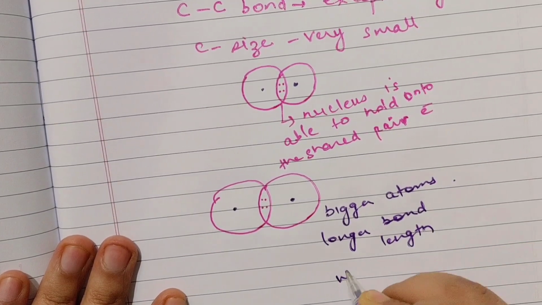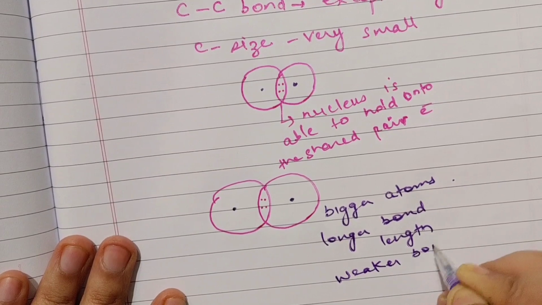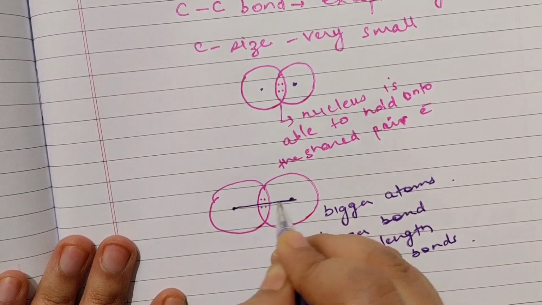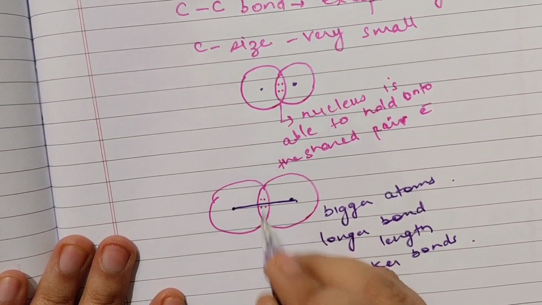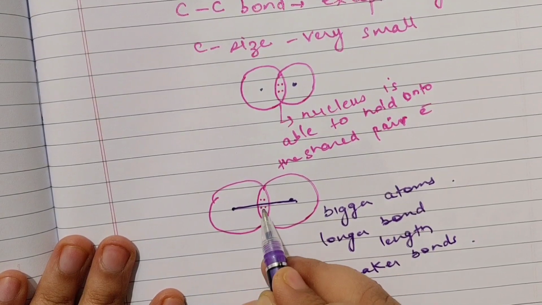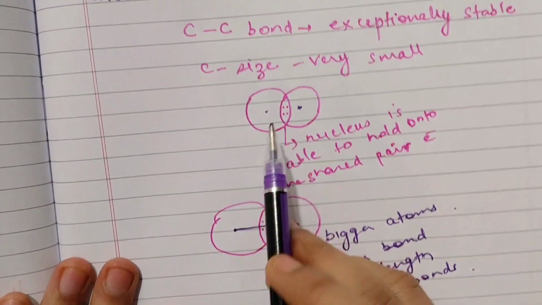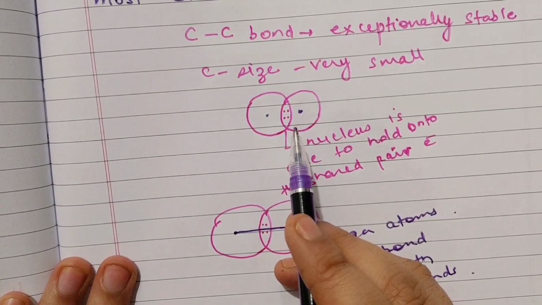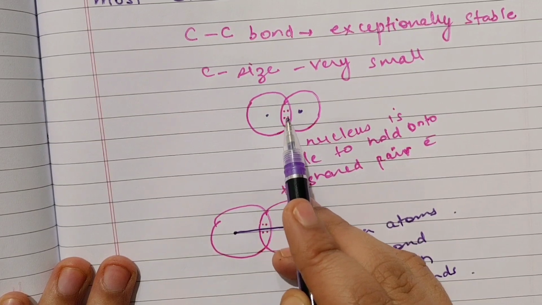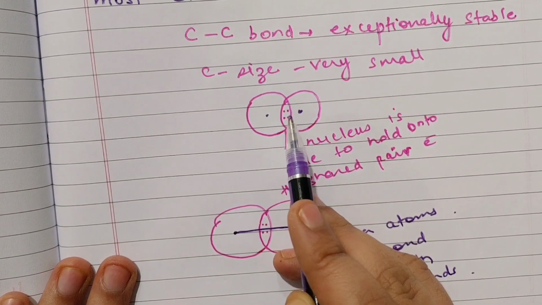Longer bond length means weaker bonds. Okay, this is bond length. The longer the bond length, the weaker the bond, because the nucleus is far away from the shared pair of electrons. Therefore, it's not able to hold those electrons very strongly. Shorter bonds are stronger bonds because the nucleus is closer to the shared electrons and therefore can hold on to those electrons much more strongly.